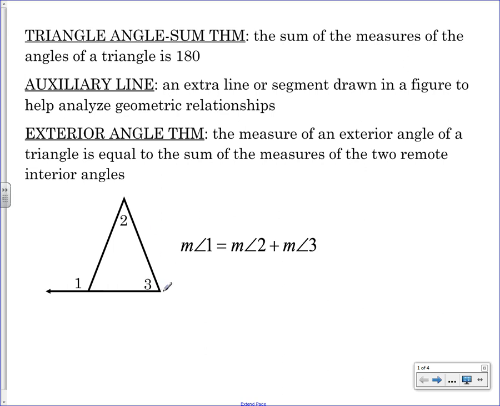So if I had extended the line this way instead and talked about this exterior angle, my remote interior angles would have been those two. Do you guys see what I'm saying? A remote interior angle is one that is inside but not attached to the exterior one. Okay? And if you don't get that, I'm going to show you another way to do it in just a second.